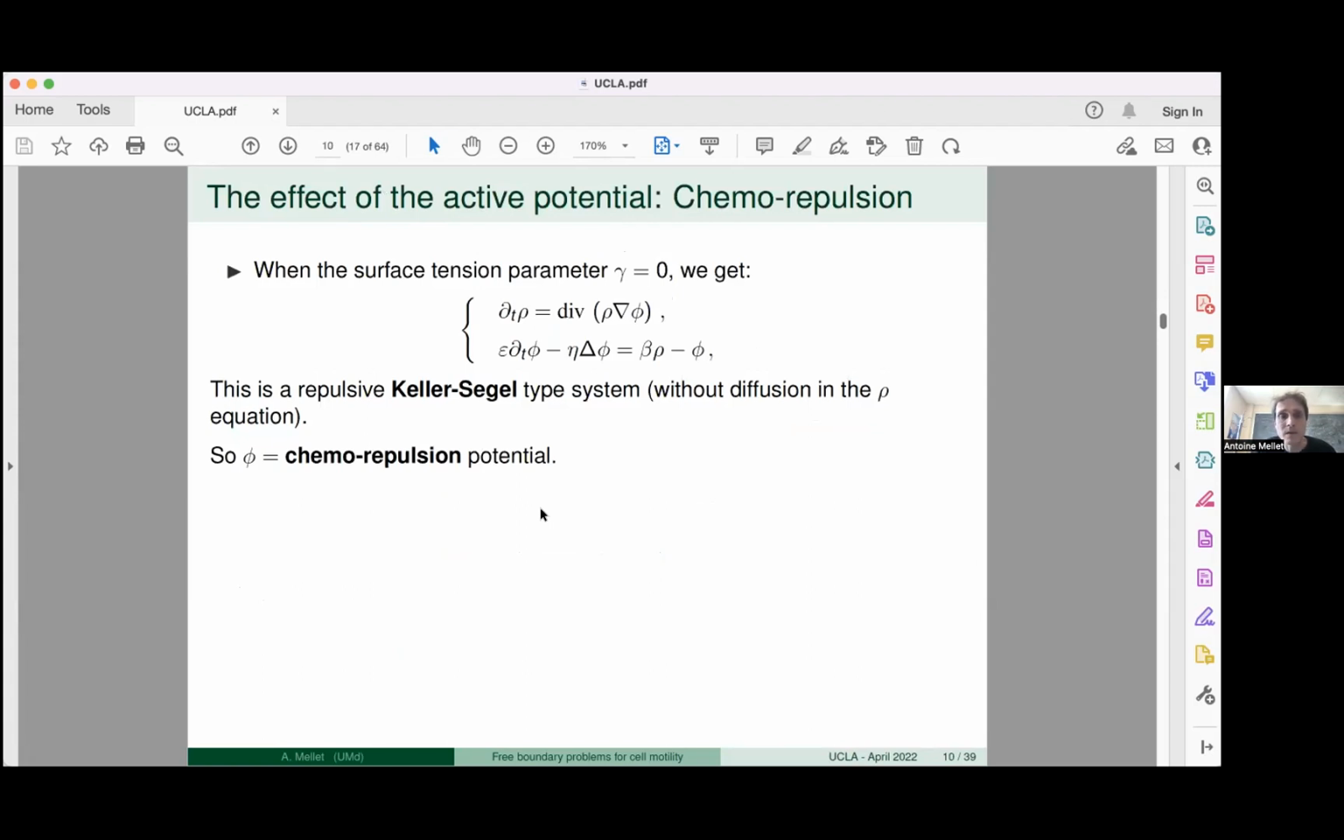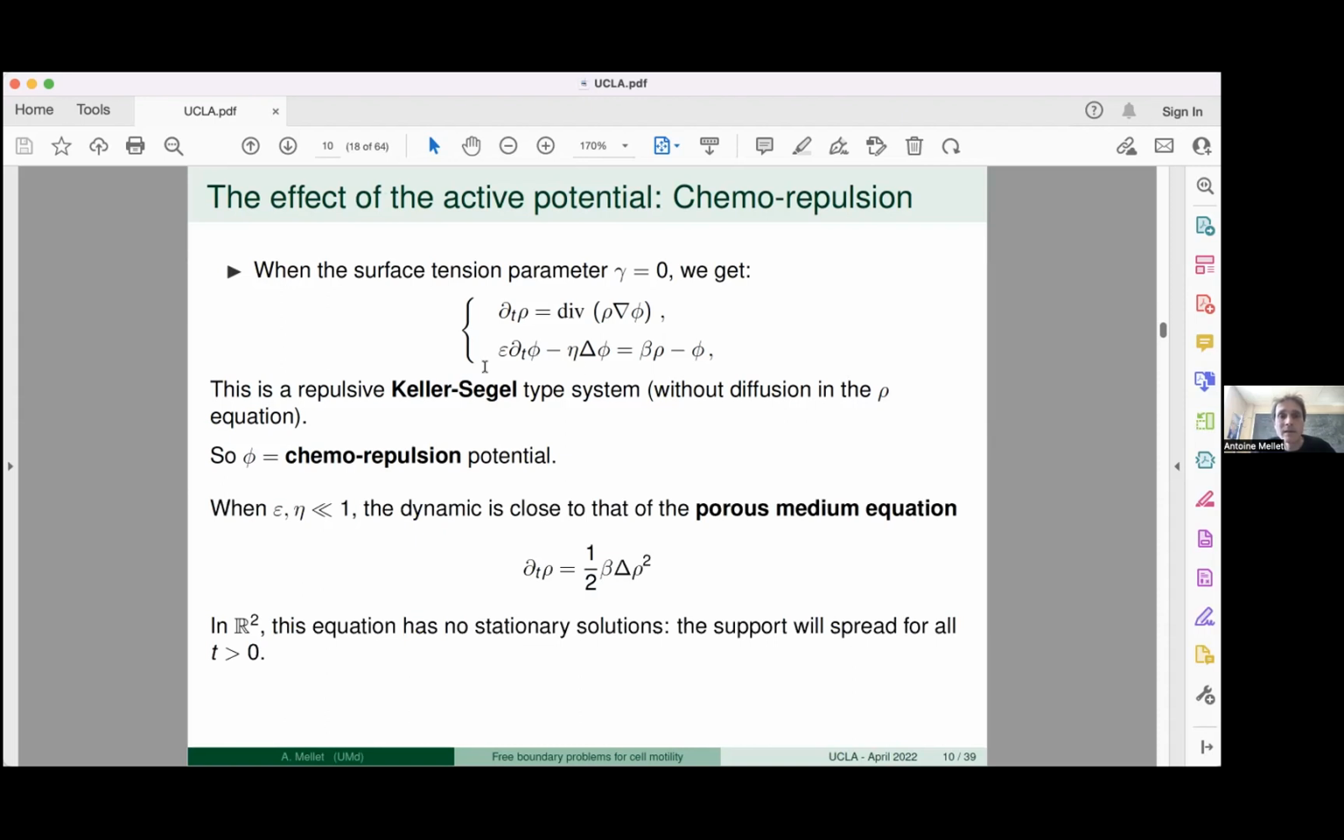If I do the opposite, if I take back my model and remove the surface tension part, the Cahn-Hilliard part, so I take gamma equals 0, I'm left with something much simpler. I have just the divergence of rho gradient phi, with phi solving this parabolic equation. Now, this is reminiscent of a Keller-Segel type system with chemotaxis, but the sign is reversed. The usual attractive chemotaxis system would be with the minus sign. So this is a repulsive type system, where the particles are pushing away from each other.